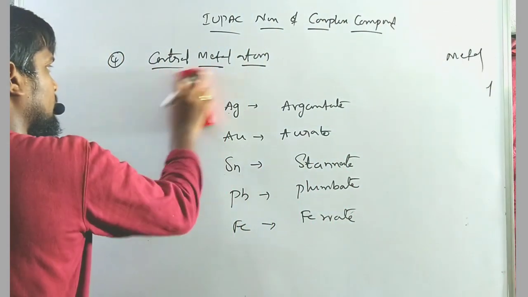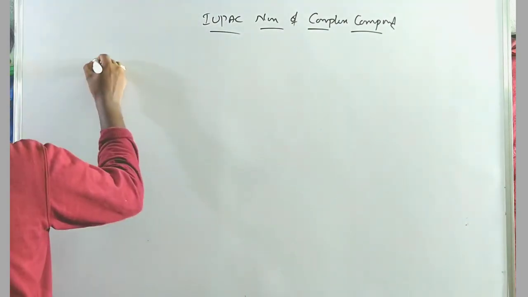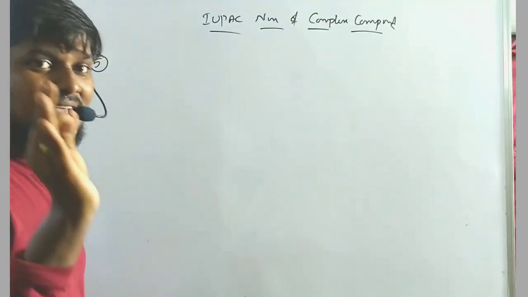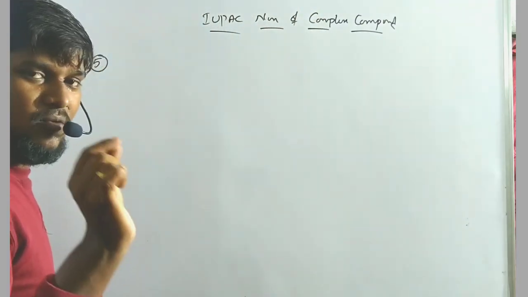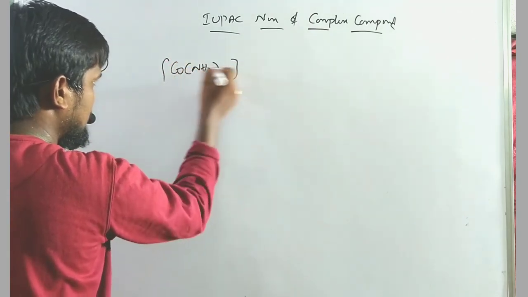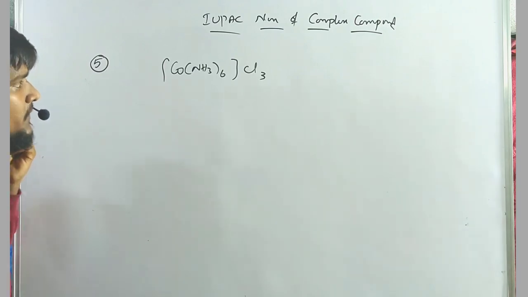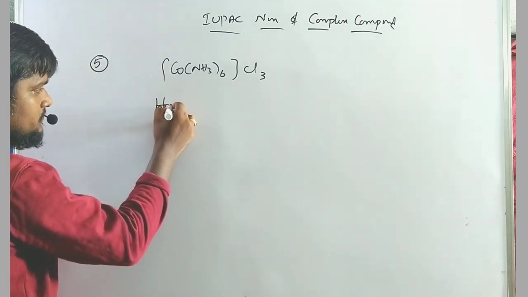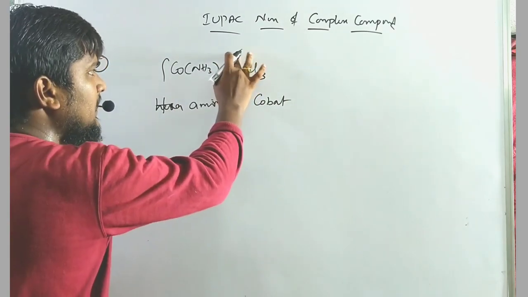Now the fifth rule. After giving the central metal atom name, we write its oxidation number in square brackets. For example, [Co(NH3)6]Cl3. According to our first consideration, the complex is the cation and the simple ion is the anion. That's why the cation, the coordination sphere, comes first. Now here six of the same ligand are present, that's why it is called hexaammine cobalt. Here the complex has a positive charge, that's why it is cobalt, not cobaltate.